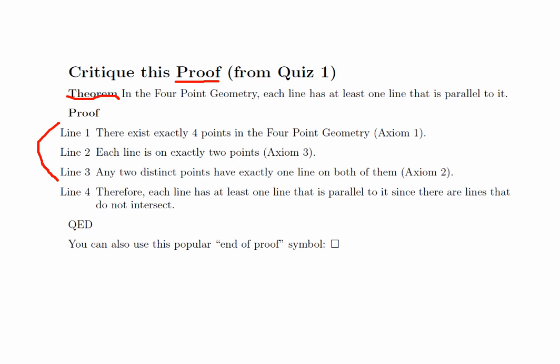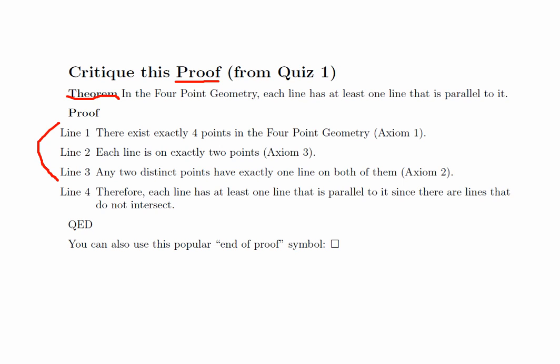The direct proof from Math 2800, the intro to proofs, is to say, let there be an arbitrary line in the 4-point geometry. Why? Because I want to start with any of the lines. You can pick any one you want in the 4-point geometry, any of the 6. Just pick one. Then I have to prove that there's a line that's parallel to it.